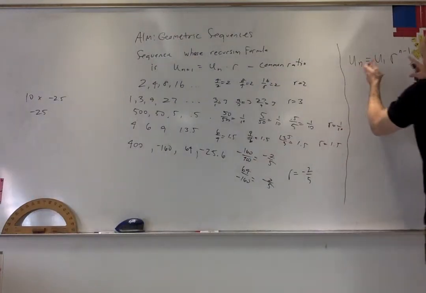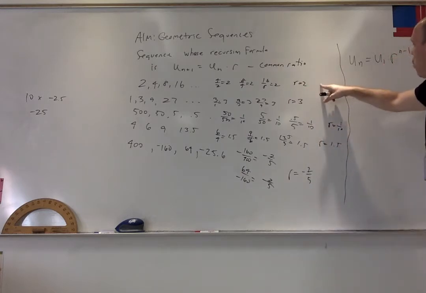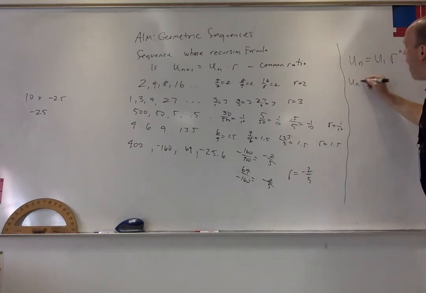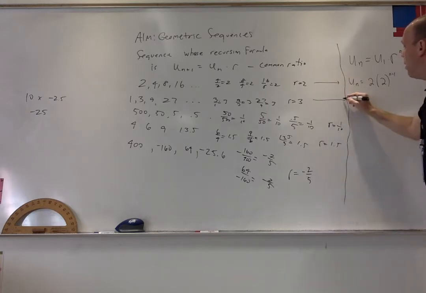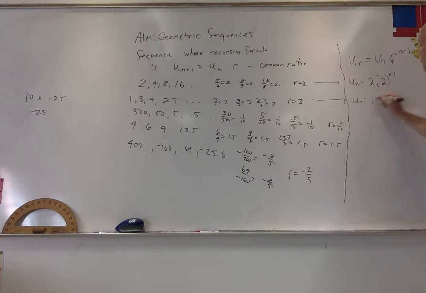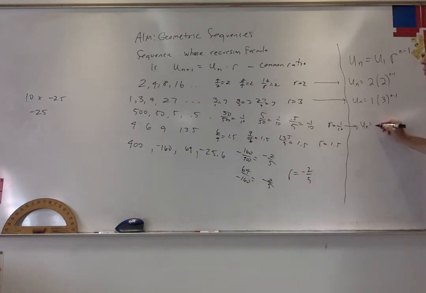You've done these problems before. How can I write it? Well, you have it right here. So for this one, u of n is equal to 2 times 2 to the n minus 1, right? We know for this one, u of n equals 1 times 3 to the n minus 1. We know for this one, u of n is equal to 500 times 1/10 to the n minus 1, and so on and so forth.